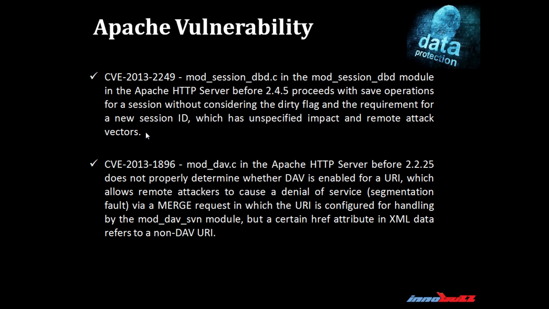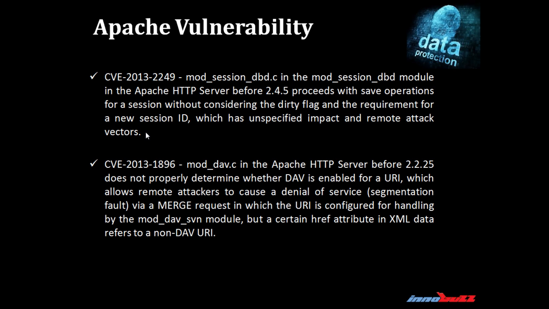Listed here are some of the server vulnerabilities, such as Apache vulnerability CVE-2013-2249, in which mod_session_dbd.c in the mod_session_dbd module in Apache HTTP server before 2.4.5 proceeds with save operations for a session without considering the dirty flag and the requirement for a new session ID, which has unspecified impact and remote attack vectors.